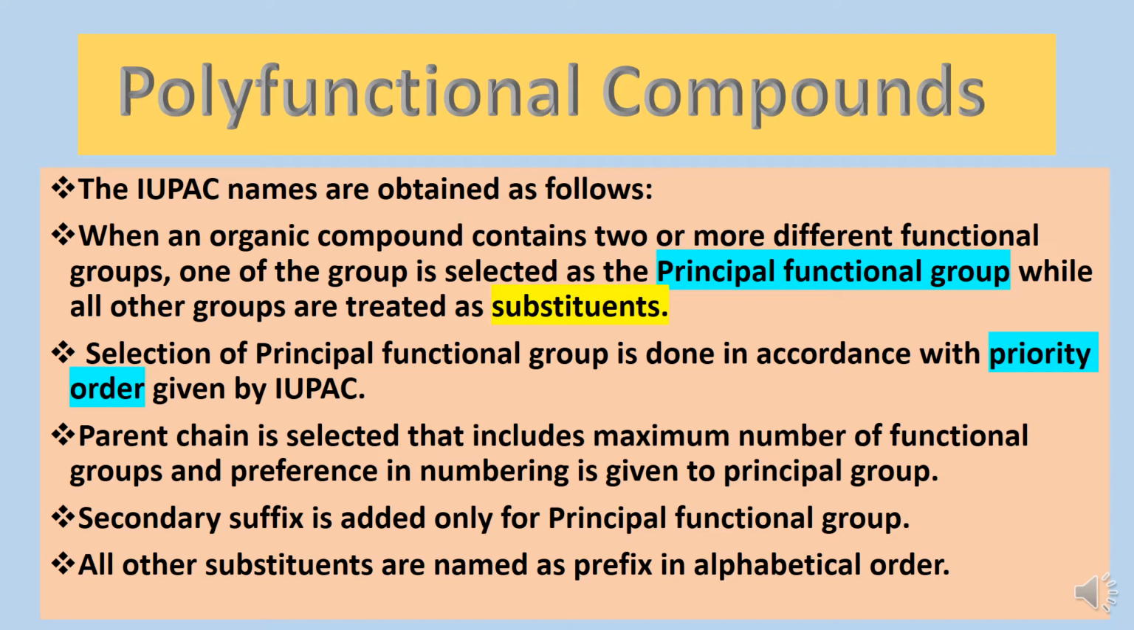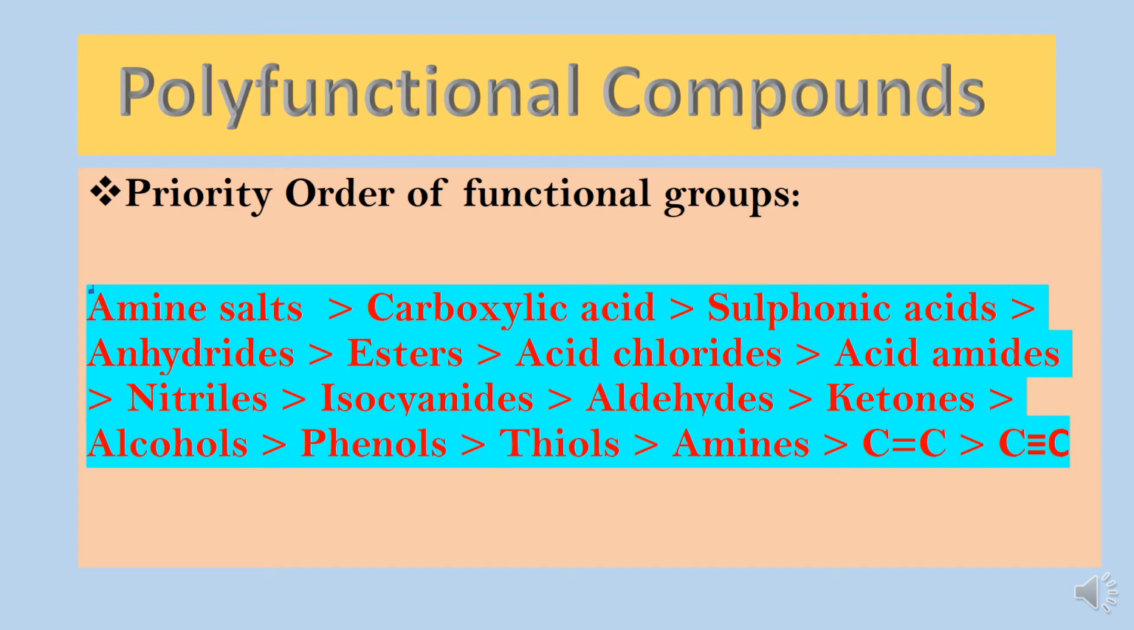Parent chain is selected having that principal functional group, and also maximum functional groups must be included in that selected chain, and preference in numbering is given to the principal group. Secondary suffix is added only for the principal functional group, whereas other substituents are named as prefixes in alphabetical order. First, we will discuss the priority order of functional groups.